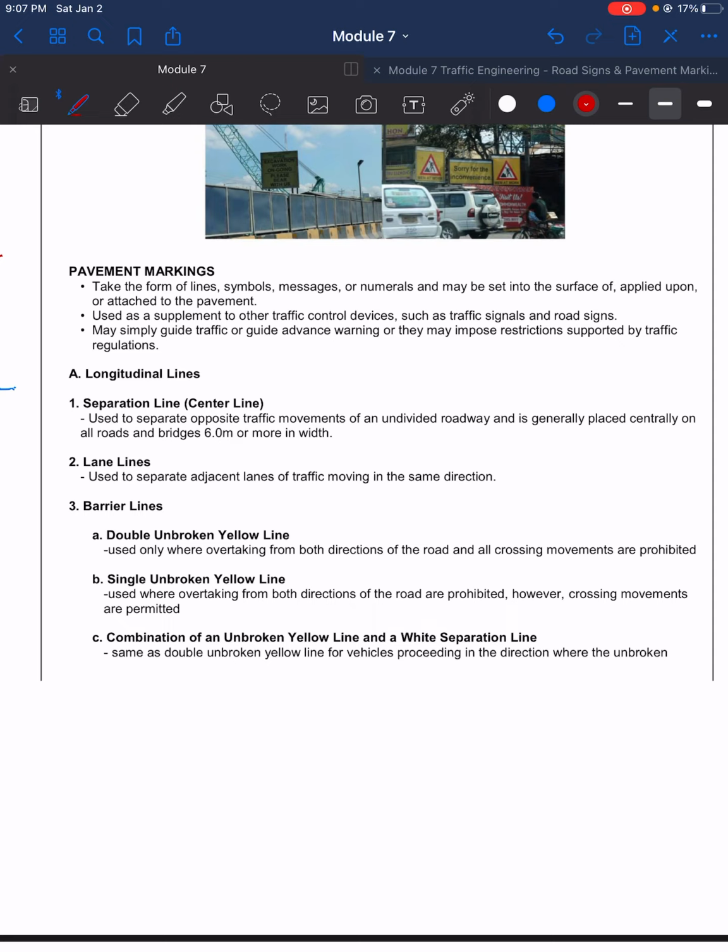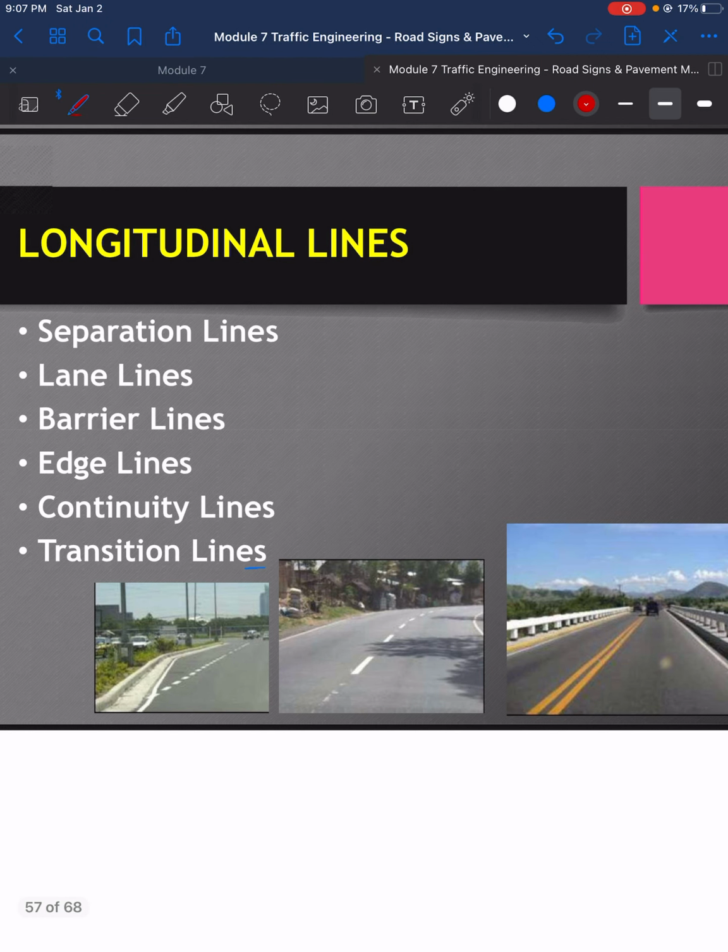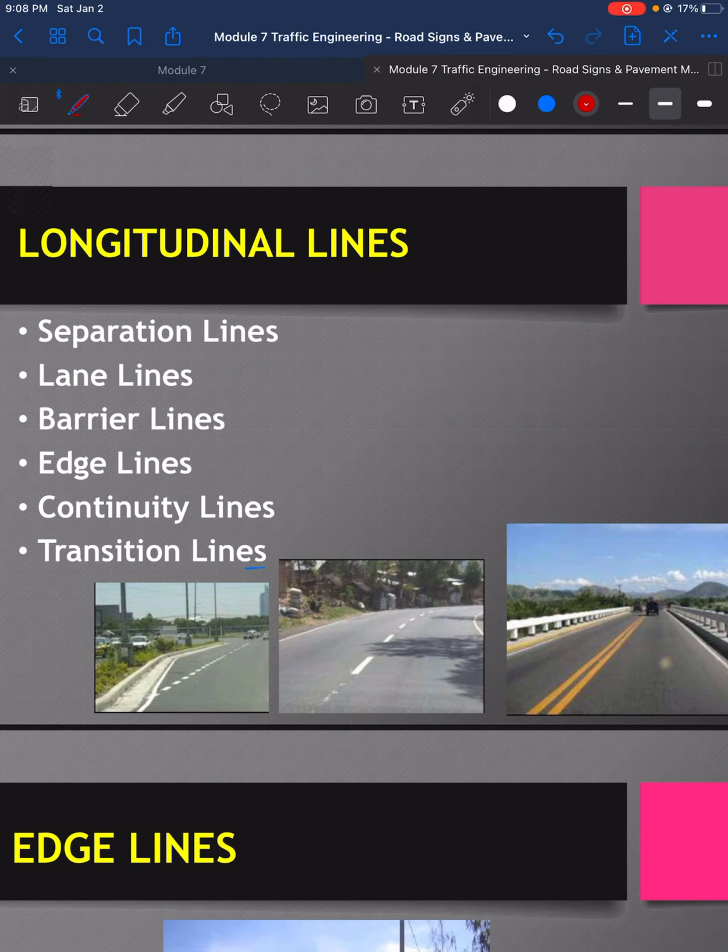So itong mga pavement markings natin, they may be in the form of lines na nakamark sa ating mga kalsada or objects na nakabalandra just to guide or give warning sa kalsada natin. Now, these pavement markings have 6 types. The first one, we have the longitudinal lines. Now, these longitudinal lines have 6 types also. We have the separation lines, the lane lines, the barrier lines, edge lines, continuity lines, and the transition lines.